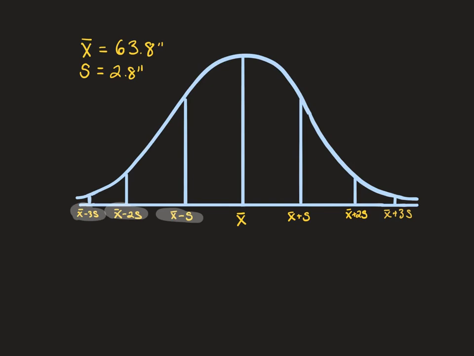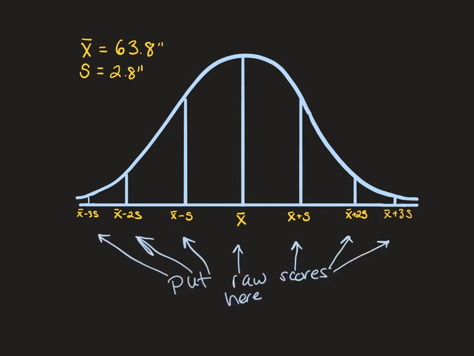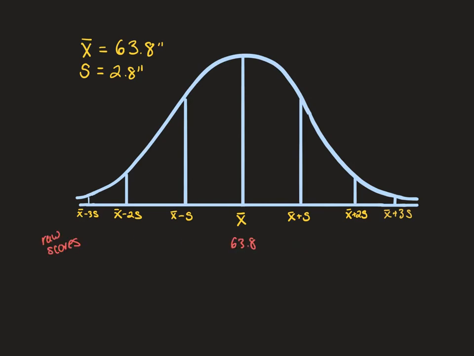Pause here and fill in the raw scores that will correspond to each of these bar locations. That means put a raw score below each of the vertical lines you see in the graph. To get started, let's put the mean at the center corresponding to the mean line. Now find what each of the other vertical bars will be, and then press play to check your answers.